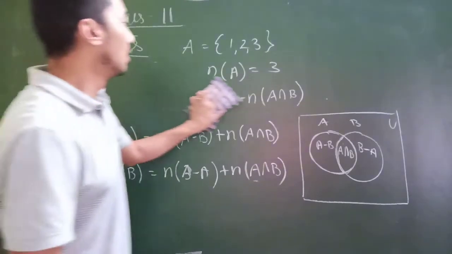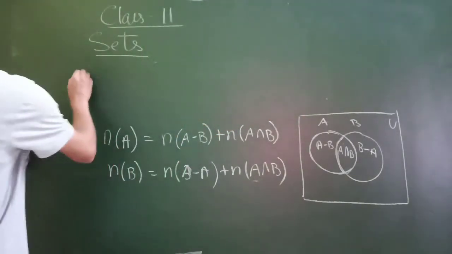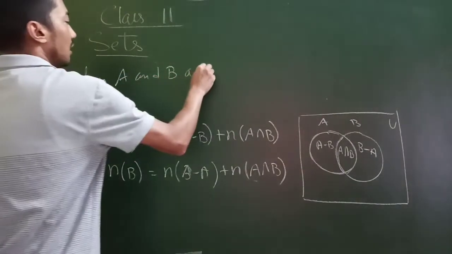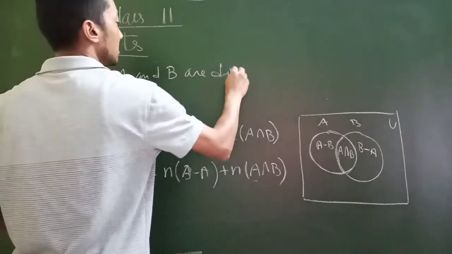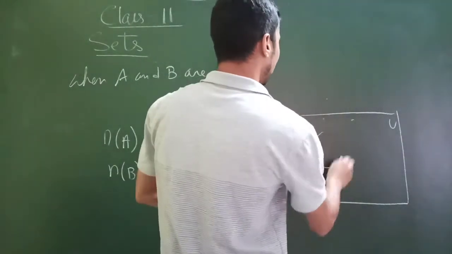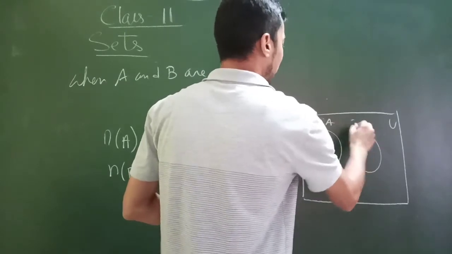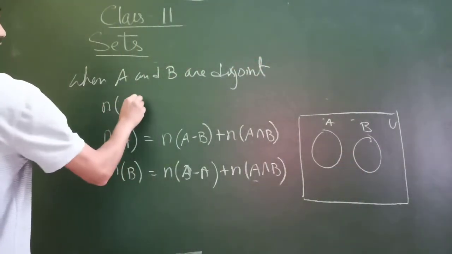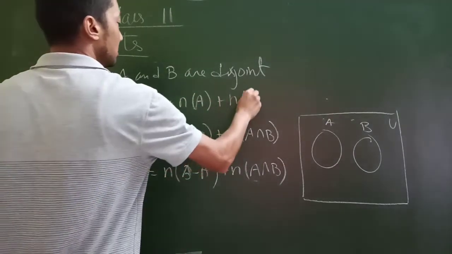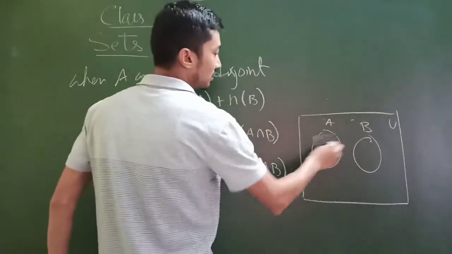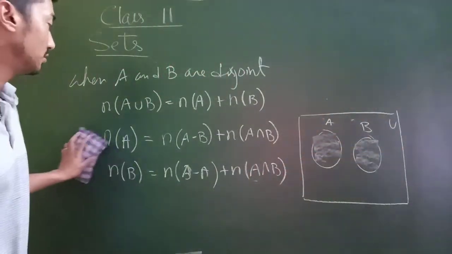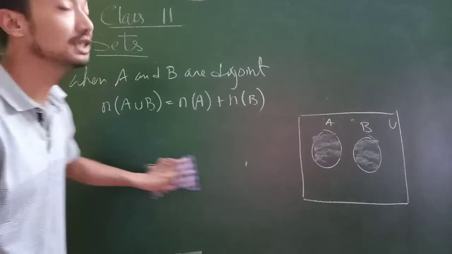But when A and B are disjoint, A union B, the number of elements in A union B, in a simple way we represent as number of elements in A plus number of elements in B. There is no common region, only chances.